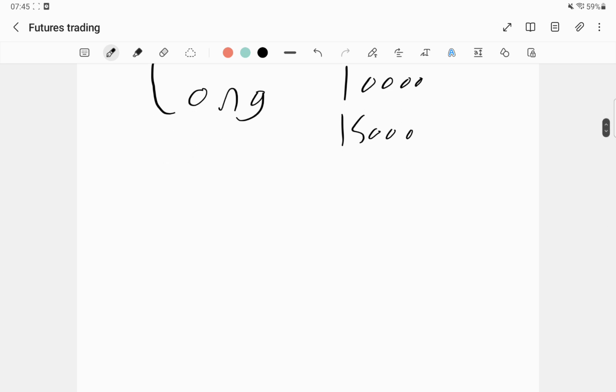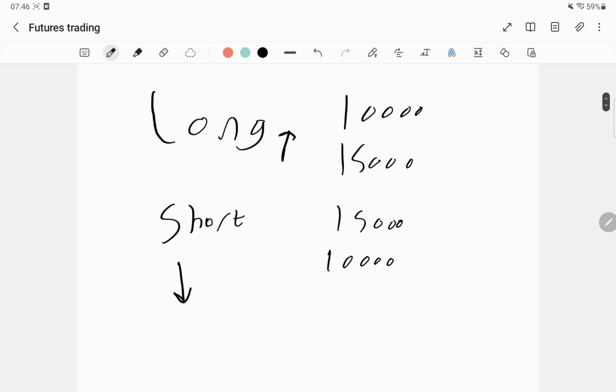Now, there's something on the opposite. I know a lot of people wonder if they could make money on the way down. Well, you can. There's something called going short. Going short is, let's say I enter at 15,000, and it comes down to 10,000, I'd make 5 grand. You're basically trading the fact that Bitcoin will go down. So going short is where we're trading for it to go down. Going long is where we're trading for it to go up. So you can make money or lose money depending on which way it goes.